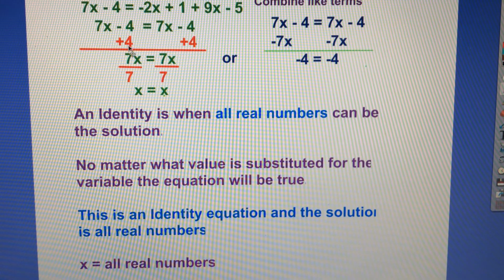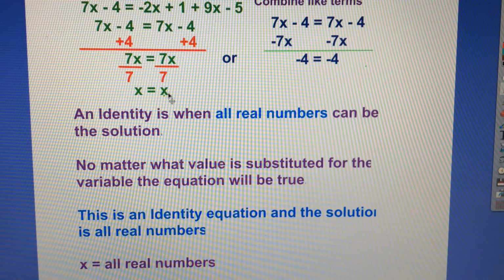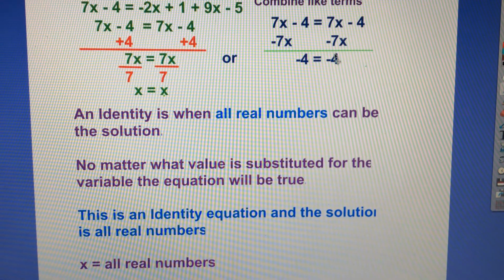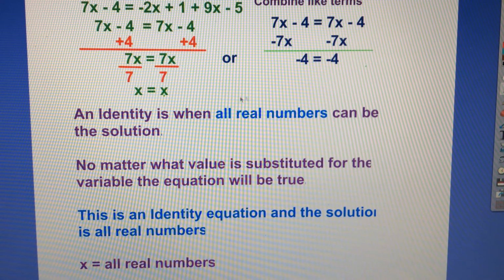I subtract 4 from both sides. I get 7x equals 7x. Divide by 7. X equals x. Well, what if I had subtracted the 7x first and I had eliminated the x's and there were none? I would be left with negative 4 equals negative 4. Now what? I'm supposed to solve for a value for x and I don't have one.